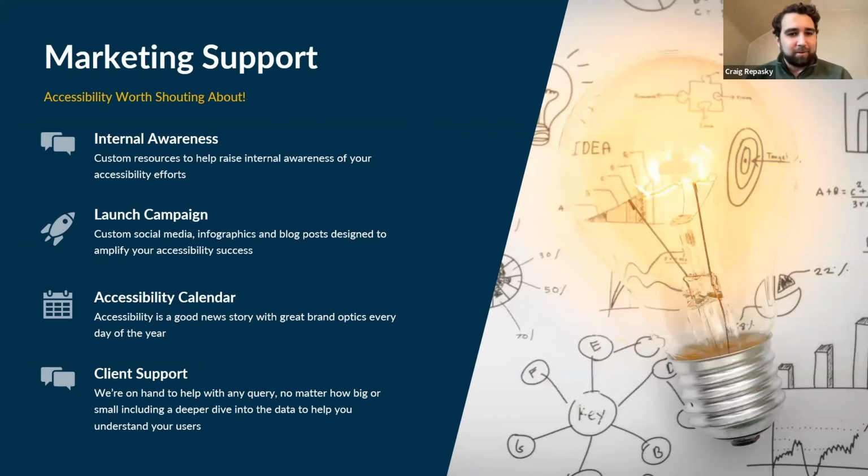Third, which kind of goes along with the social media, is the accessibility calendar. We maintain a calendar because we believe accessibility is a good news story with great brand optics for every day of the year, so we'd like to keep that top of mind. In addition to increasing your toolbar use and helping people access content on your website, we also want to push the overall idea of inclusion and accessibility as an important aspect of our everyday lives, and keep it in mind in all the content and things we create.